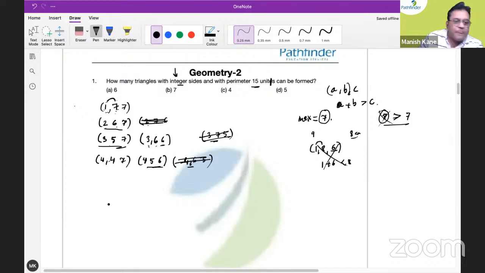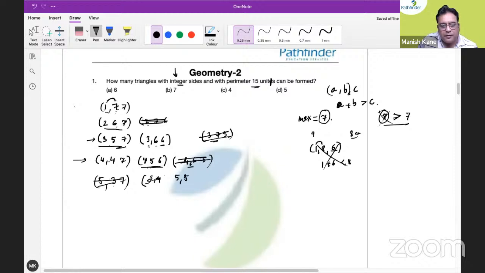Next, can I have side 5? If I have 5, 3, 5, 3, 8 and 7, 15. Yes, this cannot be covered. Why? Because it's already there. 3, 5, 7 exists. How about 5, 4? 5, 4, 6 is already there in this list.